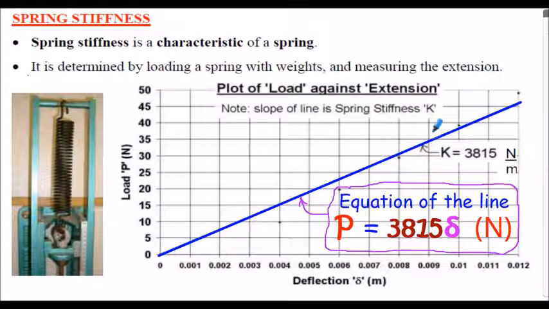Returning to the previous slide related to the load extension diagram, the equation of the line could be written as P is equal to 3,815, that's the spring stiffness K, multiplied by the extension delta. And that would give the load or the force P in terms of newtons.